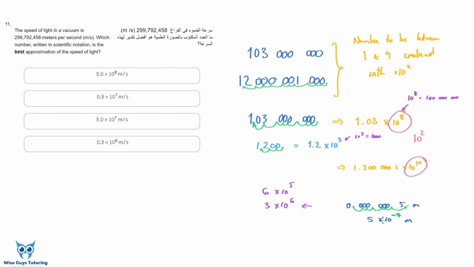This number 5 gets much smaller. Whereas here, when you're moving your decimal to the left, you use a positive number because your number is getting bigger. Okay, so that's how you use scientific notation.